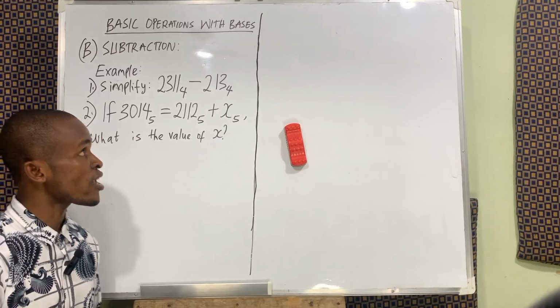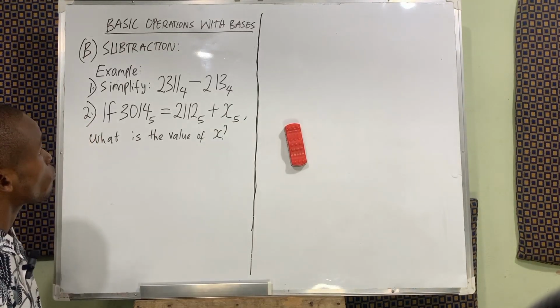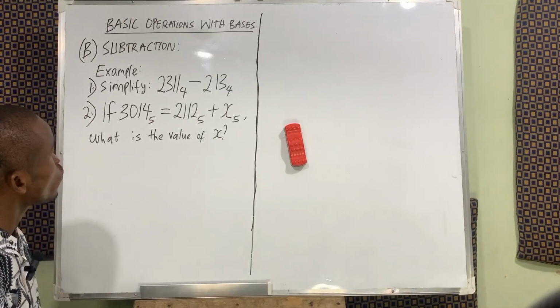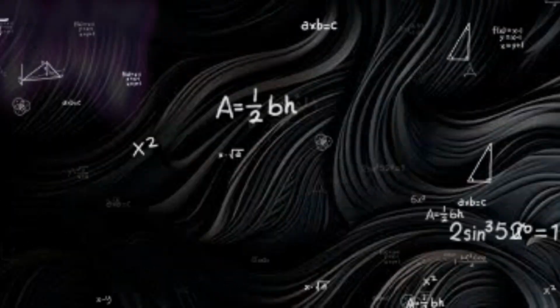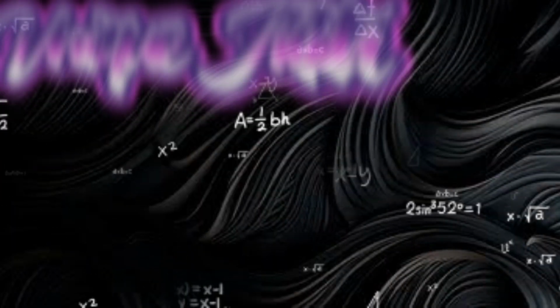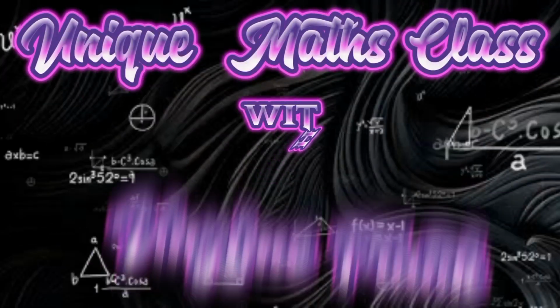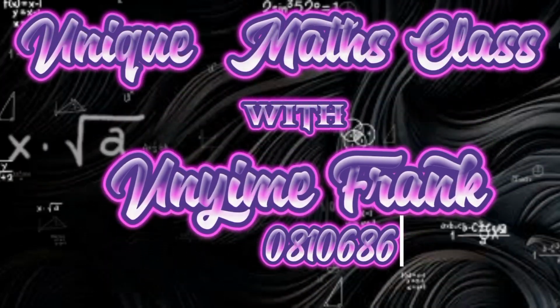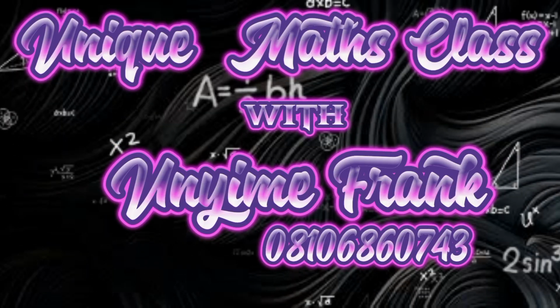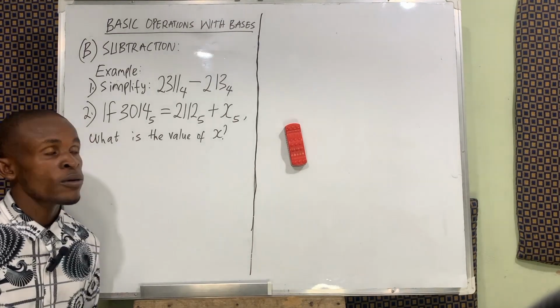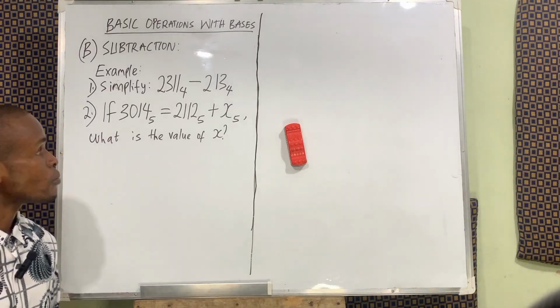Alright, in the last class we considered operations with bases, and the first was addition. So today we're considering subtraction. Example 1, simplify 2311 in base 4 minus 213 in base 4.